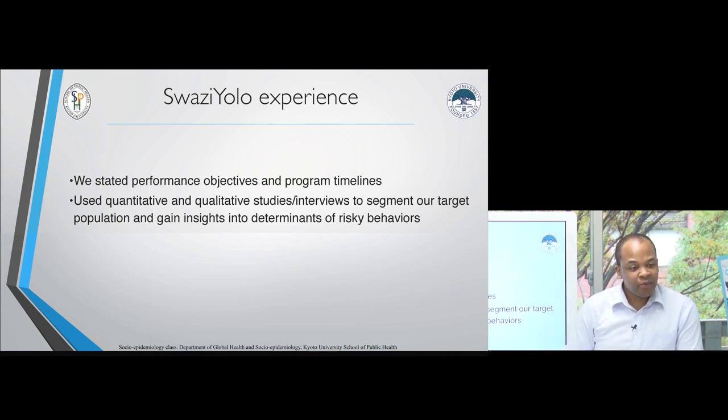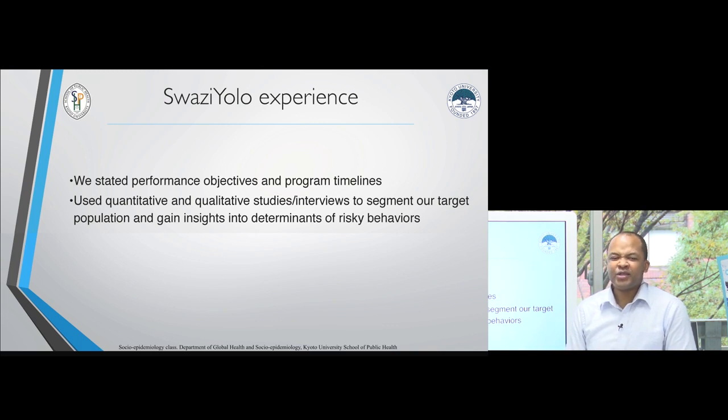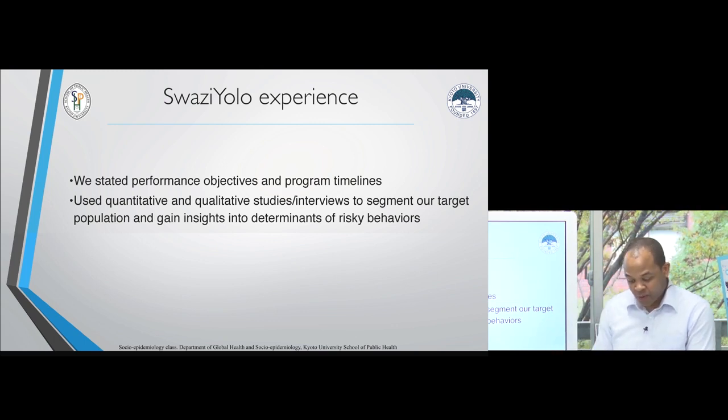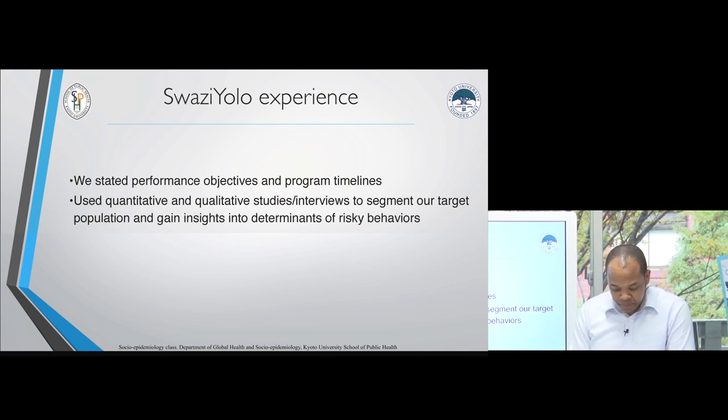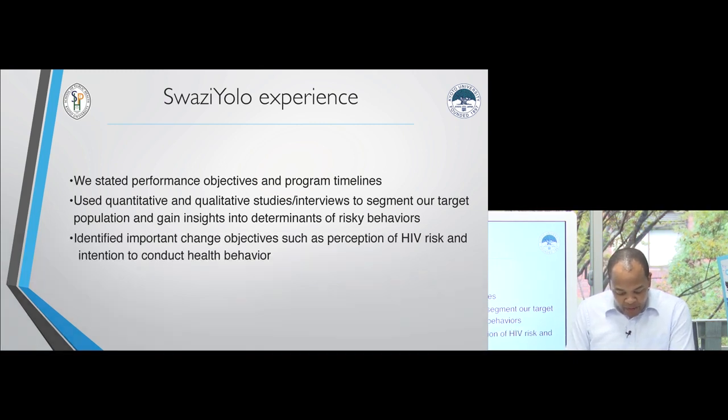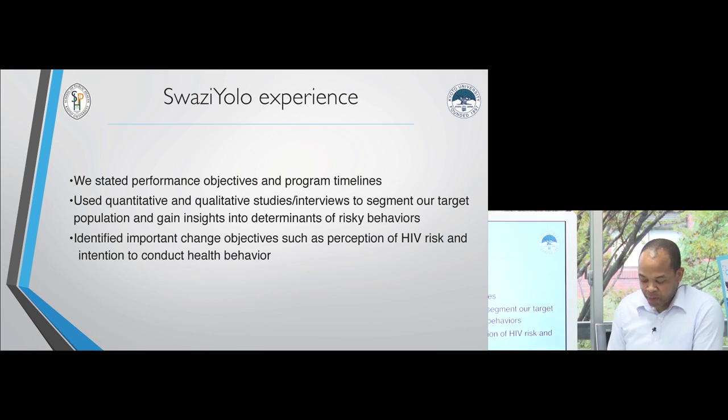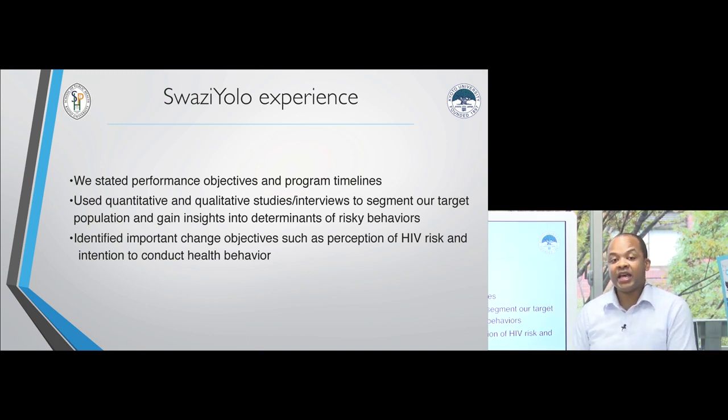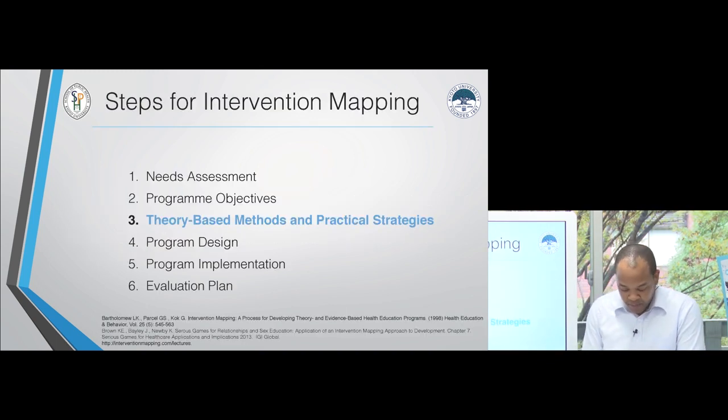But then when you ask them, what about your individual risk? What do you think about your risk? They told us, no, for me it's okay. I don't think I can get HIV. So we realized that there's low risk perception, which we wanted to work towards. And then we identified important change objectives, such as I already said, risk perception and intention to change behavior.